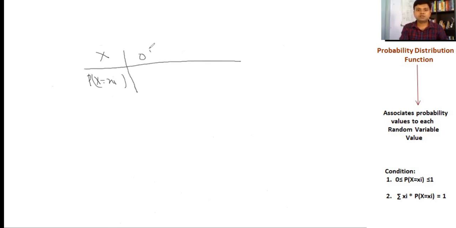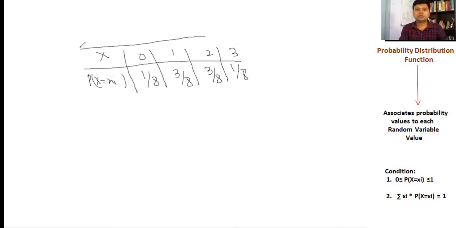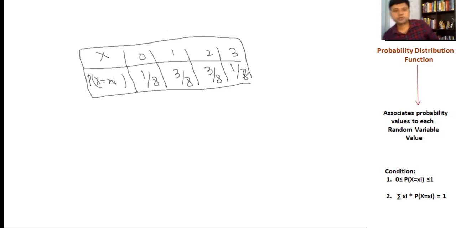X is equal to 0, probability is 1 by 8. X is equal to 1, probability is 3 by 8. X is equal to 2, probability is 3 by 8. And X is equal to 3, 1 by 8. So this is the table for the probability distribution function.